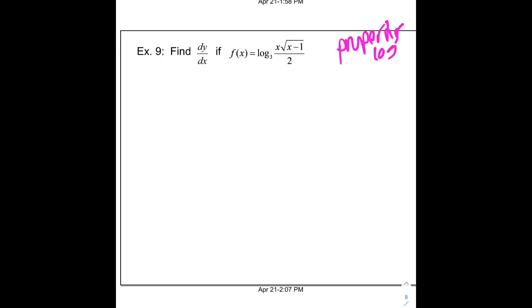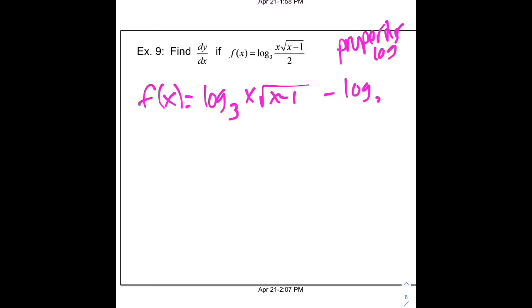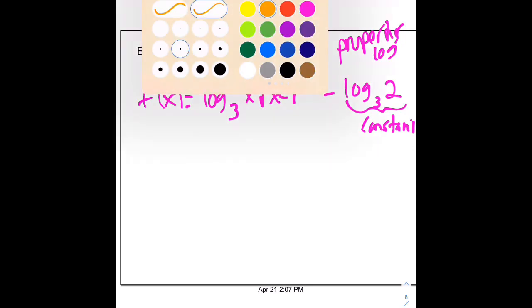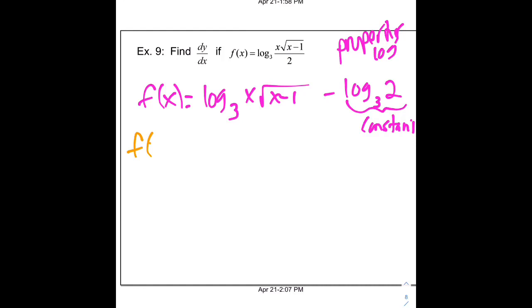So what am I going to do first? I'm going to do an algebra step. All right, this is going to be log base 3 of x square root of x minus 1 minus log base 3 of 2. This is awesome. That's a constant. When I go to differentiate that, it's just going to be 0. I'm going to take one more algebra step, and please note that if you can expand in one step, please do so. I'm just doing it in steps for friends who might not be as strong in logs as they want to be.